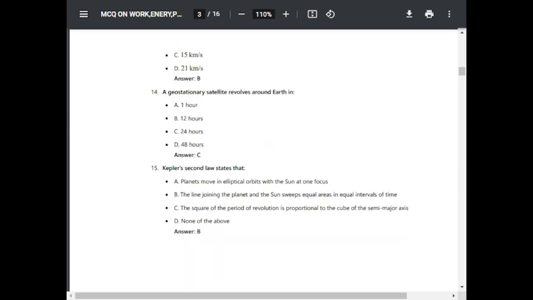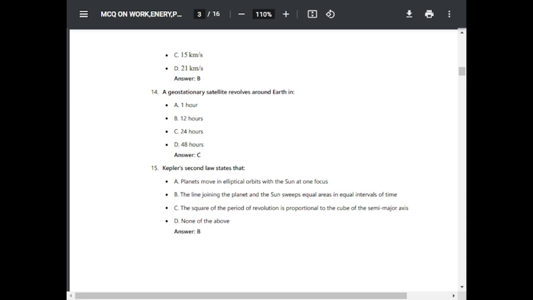Question number 14. A geostationary satellite revolves around the Earth in: option A, 1 hour; option B, 12 hours; option C, 24 hours; option D, 48 hours. The correct answer is C, 24 hours.